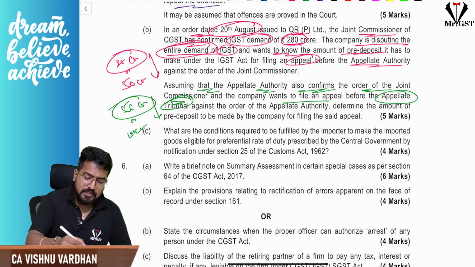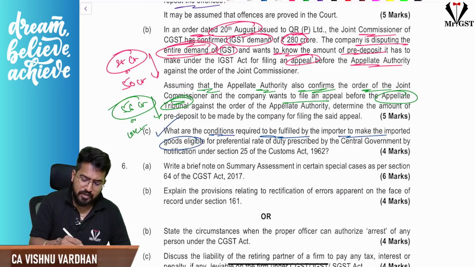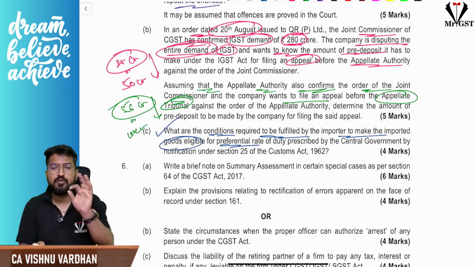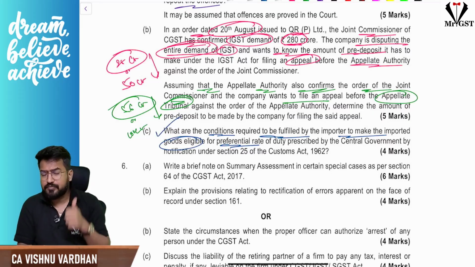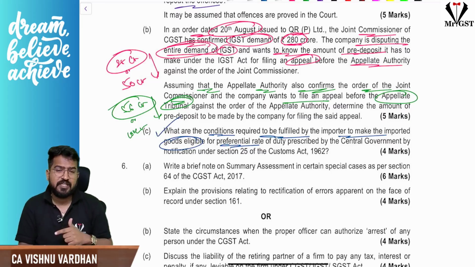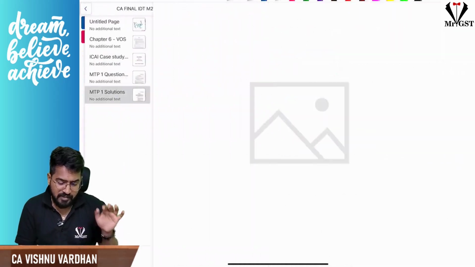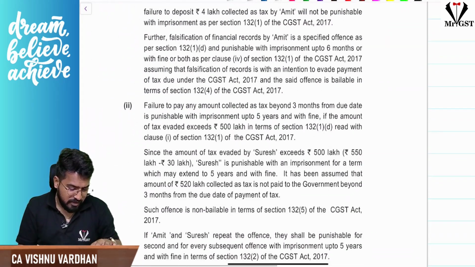they have asked one straight theory question from customs duty here. What are the conditions required to be fulfilled by the importer when he is importing goods which are eligible for preferential rate of duty? If you are importing the goods from preferential areas and applying for the preferential rate, what are the conditions? Apply for the preferential rate and make sure to mention that they are imported from preferential areas. Please check the preferential conditions immediately; even I am not able to recollect.